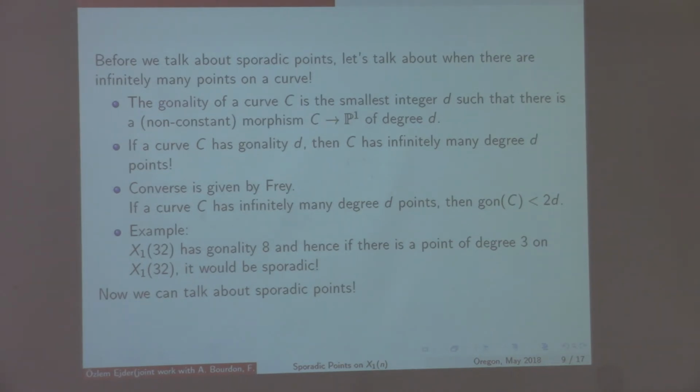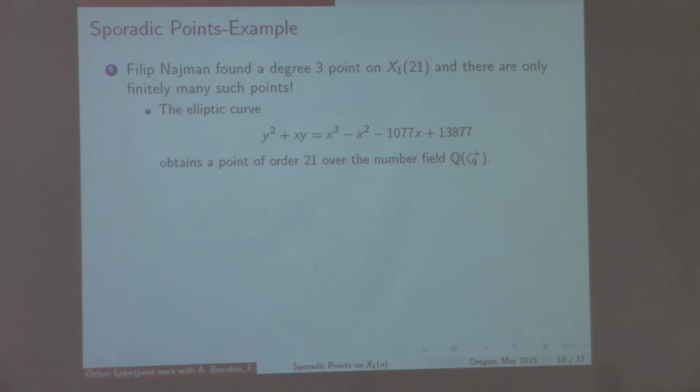All right, now we can talk about sporadic points. This is the first example of a sporadic point, which Najman found when he classified the torsion subgroups of elliptic curves over cubic fields. He starts with an elliptic curve defined over the rational numbers, and found that this elliptic curve is represented by a point on X0(21). So this has a rational cyclic subgroup of order 21. He showed that this is defined over a degree 3 field, which is given here. And we know that there are only finitely many such points.